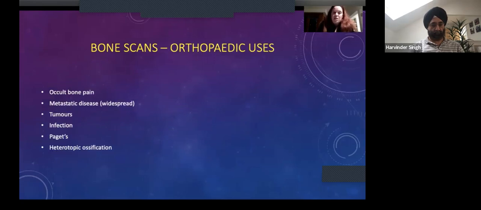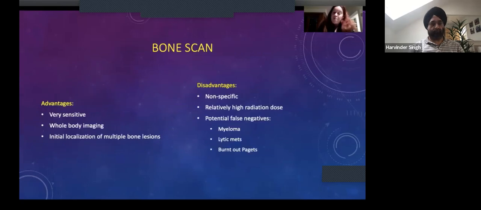Bone scans are used in occult bone pain, metastatic disease, tumours, infection, and can be used in Paget's disease or heterotopic ossification to check if these conditions have burnt out. They're very sensitive and allow whole body imaging with initial localization of multiple bone lesions.